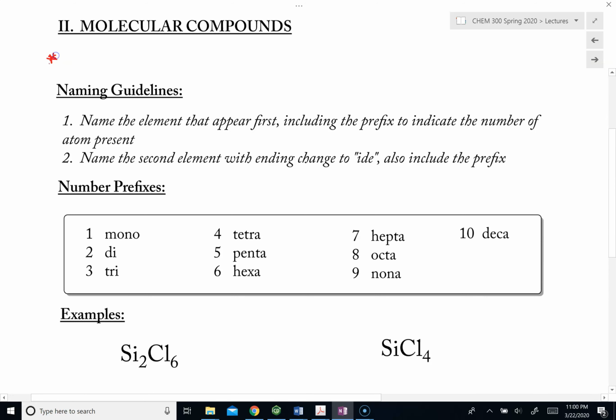Now, molecular compounds are basically molecules or substances that consist of two or more different non-metals in them. So let's write that out. Consists of two or more different non-metals.